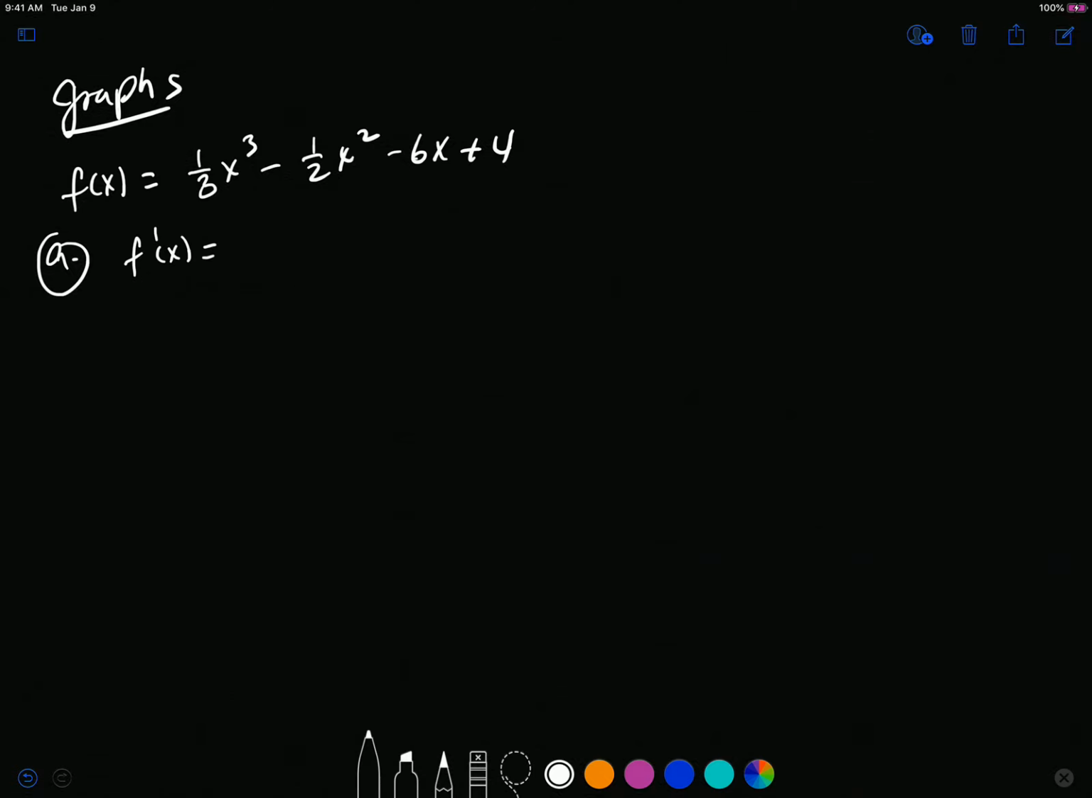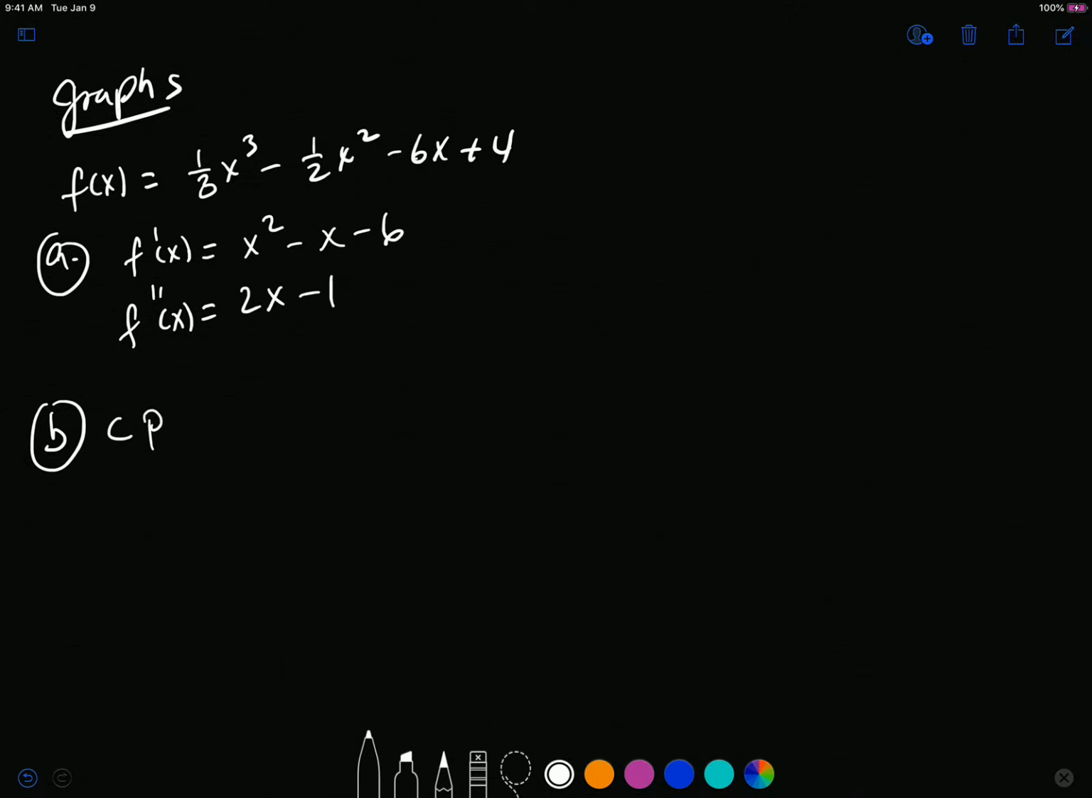f'(x) is going to be x^2 - x - 6, and f''(x) is going to be 2x - 1. There we go. That's our first and that's our second derivative. Step B is to find the critical points.